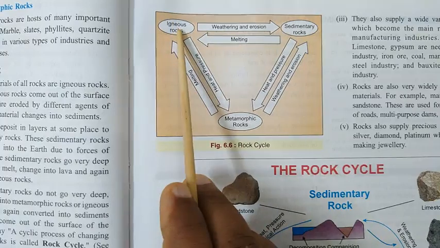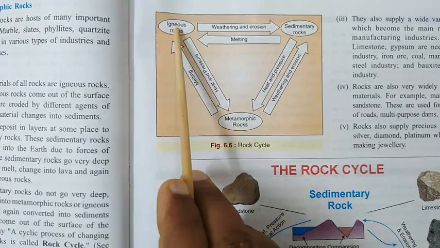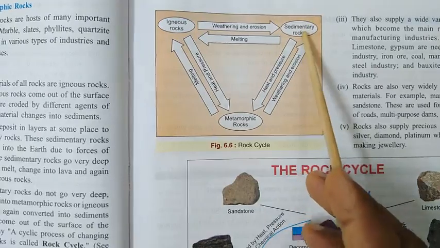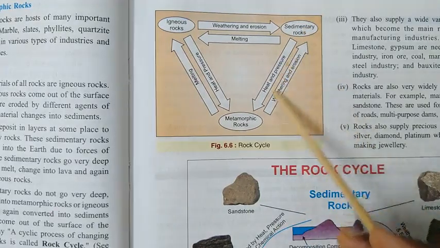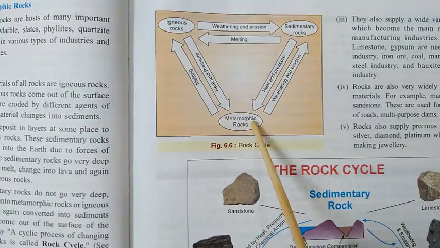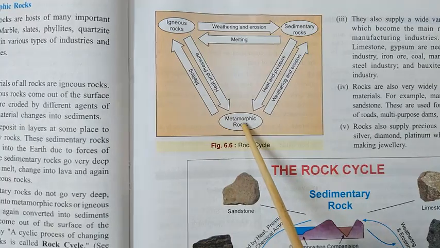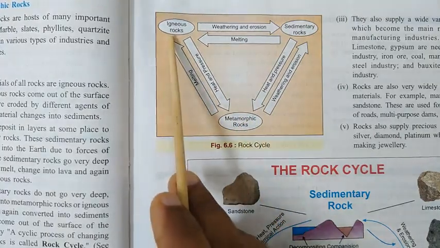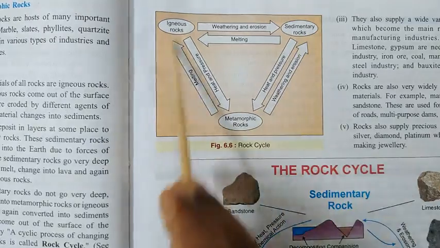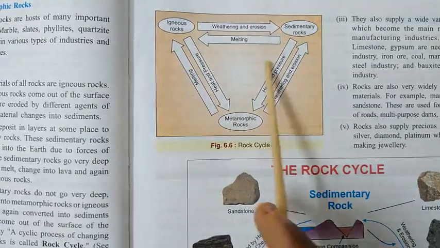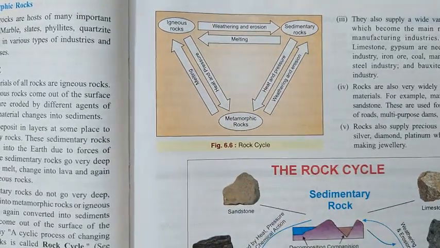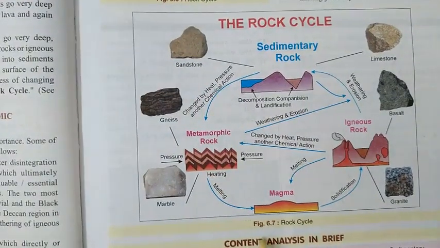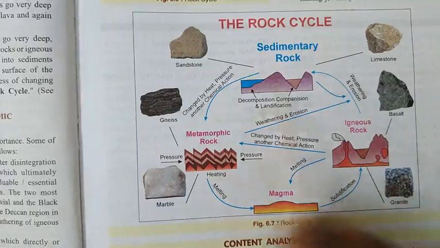But one more thing, when these igneous rocks go through the process of weathering and erosion, they form sedimentary rock. And when these sedimentary rocks go through the process of heat and pressure, they form metamorphic rock. And again, when this metamorphic rock gets melted and solidified, it forms igneous rock. So this is one cycle. It can go this way and another way also. So both ways, this is a rock cycle, in a very descriptive form. You can find this in figure 6.7. You can see this diagram also.